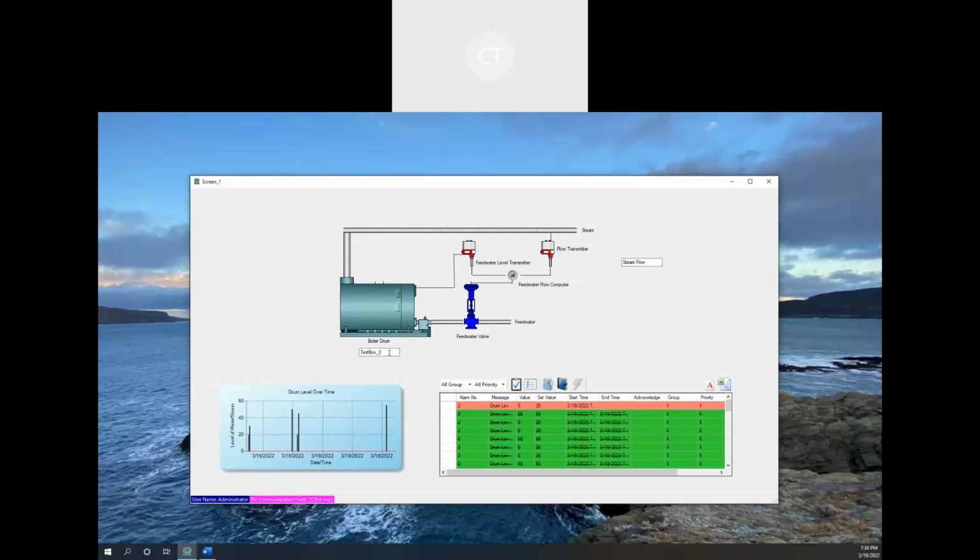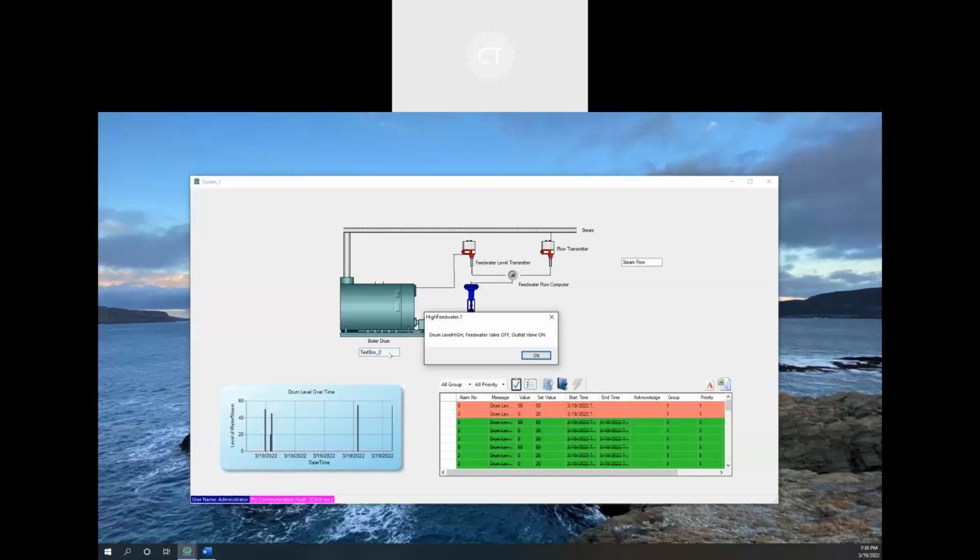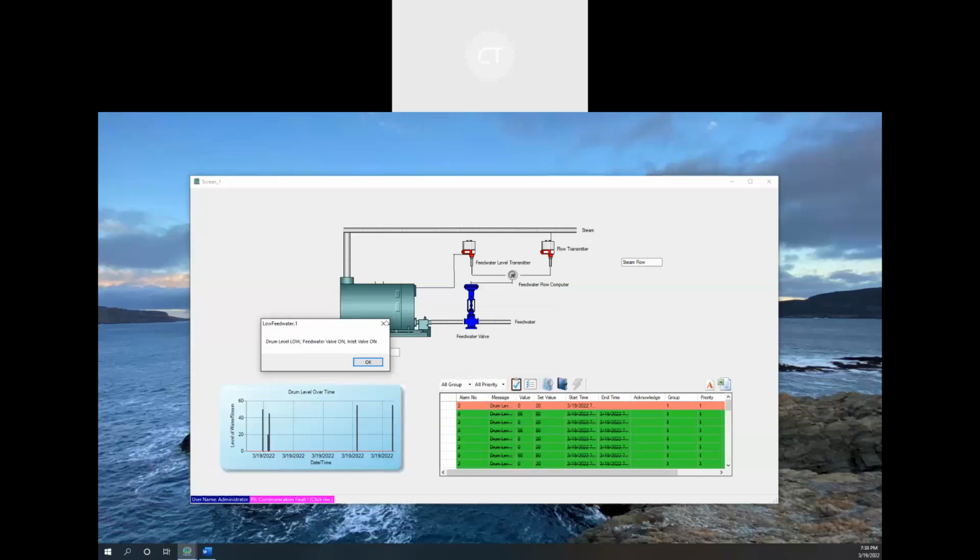Using the same variables, I have 55 and we just input this here. So here, at 55, our drum level is high, feed water valve is off, and our outlet valve is on, so the steam is flowing. Now we have a drum level low, our feed water valve is on, and our inlet valve is on, meaning that feed water is entering. We also have a graph here that shows the displayed level, so you can see how this changes. And then you have our alarms here. This is the basics of my 2-element drum level control.